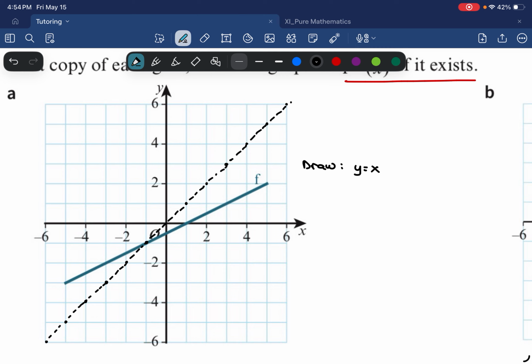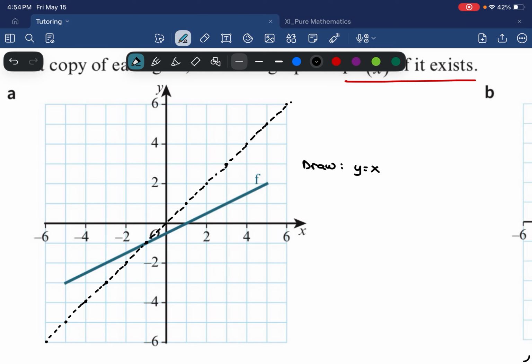And if you think about it, this red graph is a reflection of the blue graph over the line y is equal to x. All right. So we are done with part A. So it's the red line. The red graph is going to be f inverse.